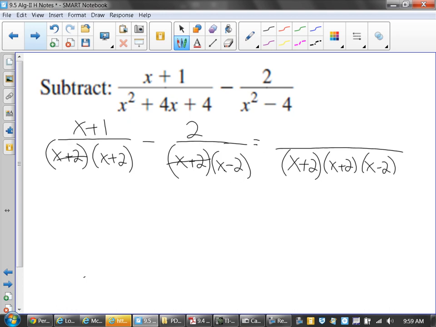Okay, does that make it a little bit clearer? Going over again: when I look at the fraction on the left, it has x plus 2, x plus 2. What is it missing? X minus 2. So this side, we have to have an x plus 1 times an x minus 2. And what is the fraction on the right missing? It's missing an x plus 2.